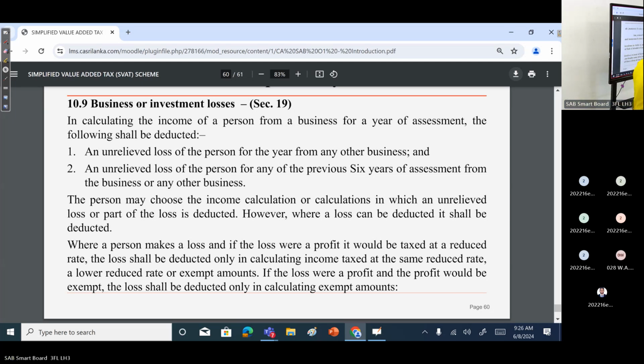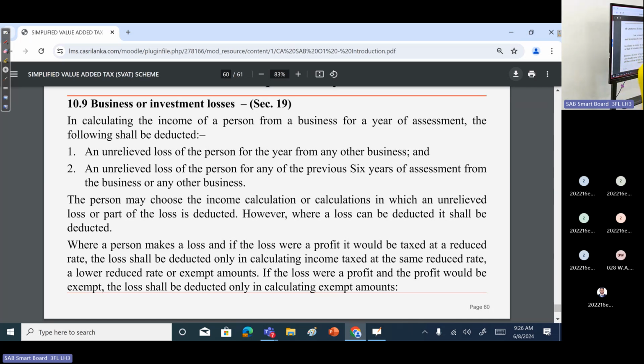First thing, loss of a person for the year from any other business. Right? We can deduct. When we work out the business profit, loss from another business, we can deduct against the profit of the other business. Okay? Against the loss of the person from any of the previous 6 years, we can deduct. That means we can carry forward and deduct.